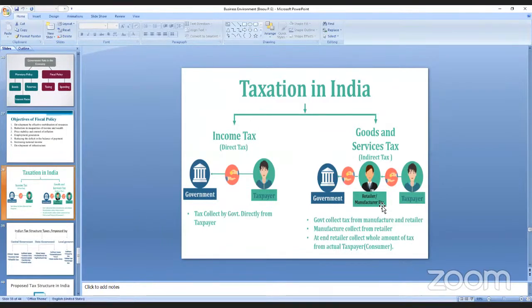The government collects the tax from the manufacturer and the retailer. The manufacturer collects from the retailer. In the end, the retailer collects the whole amount of the tax from the actual taxpayer and pays the government. At the end, this person collects the whole amount he paid to the government, and the other payments of the taxpayer, everything is collected by the retailer. Okay.